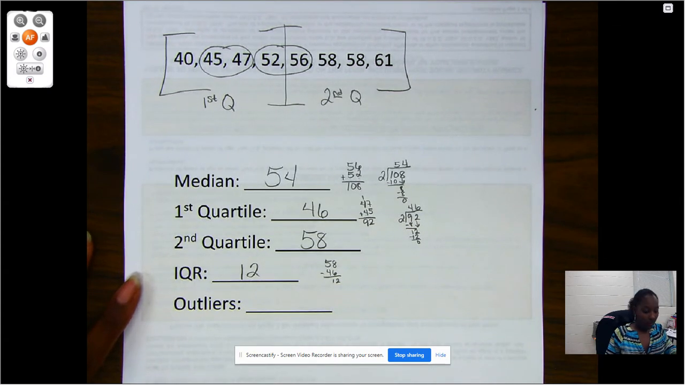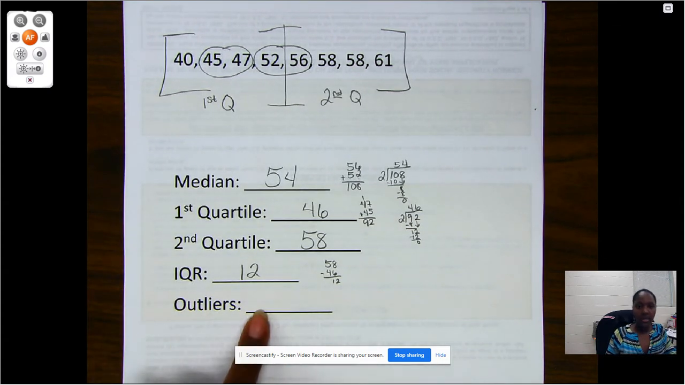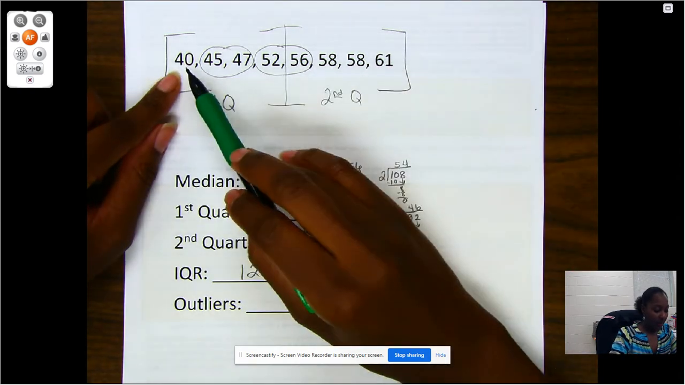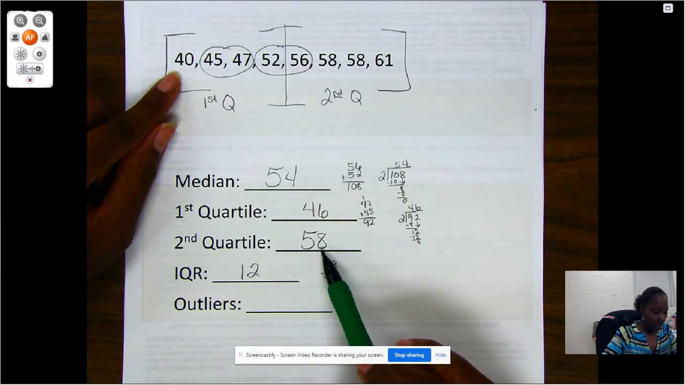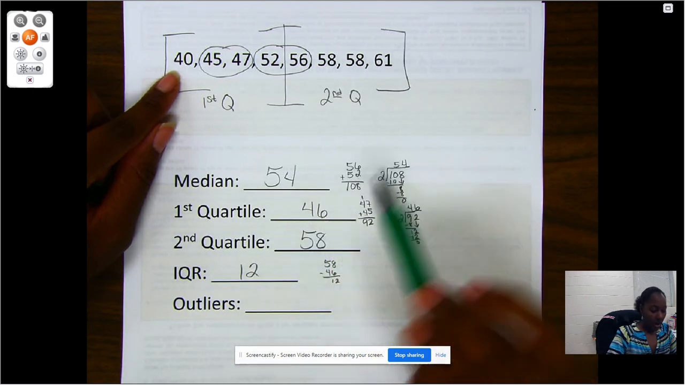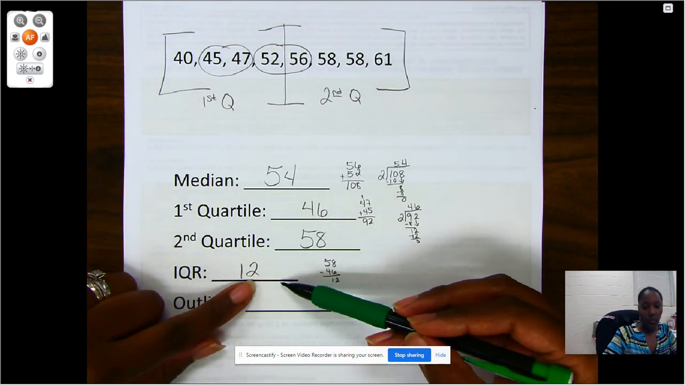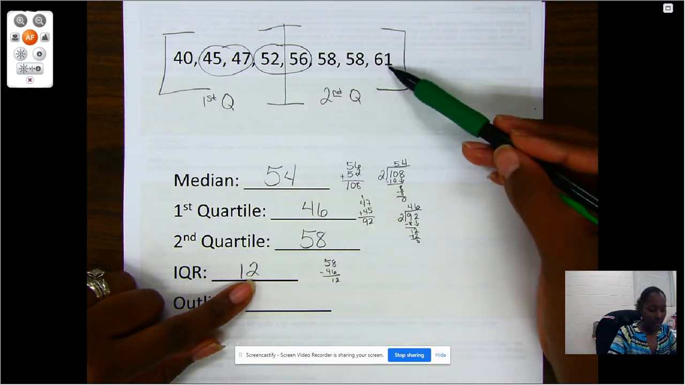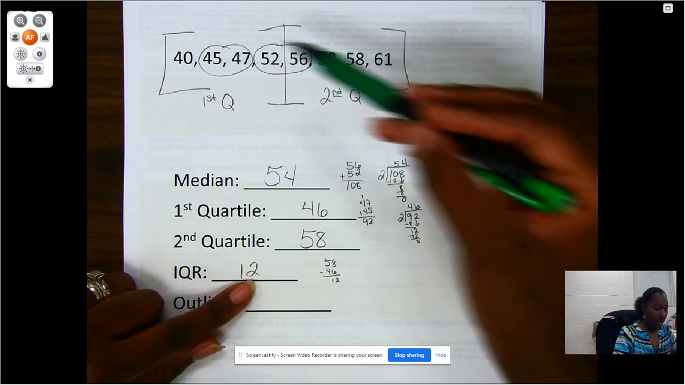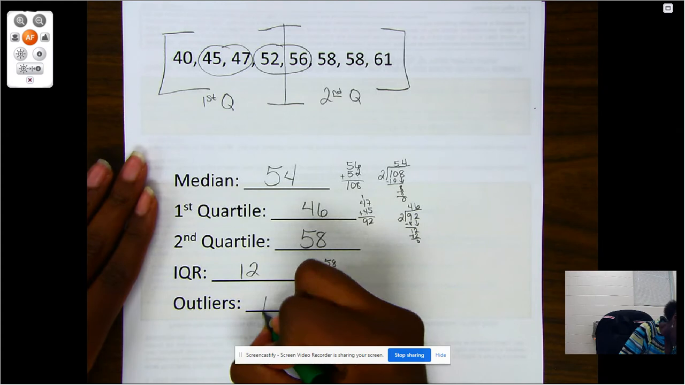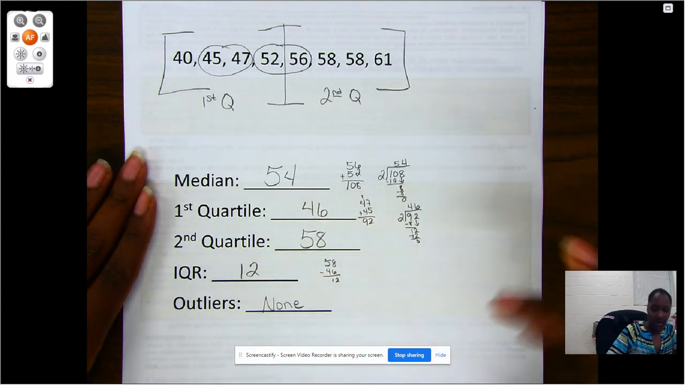Okay. Now, outliers. This means, do I have any numbers that are just way out there? If we take a look at our data, our second quartile is 58 and our first quartile is 46. Our IQR is 12. So what that means is, is my biggest number greater than 12? Is my smallest number less than 12? The answer to both of those is no. So I have no outliers.